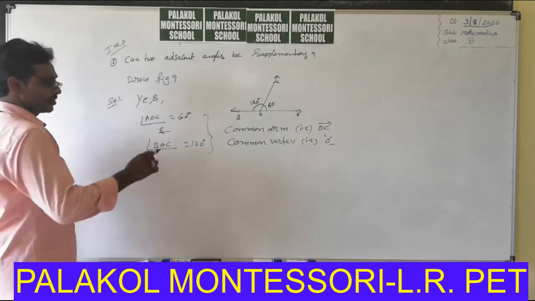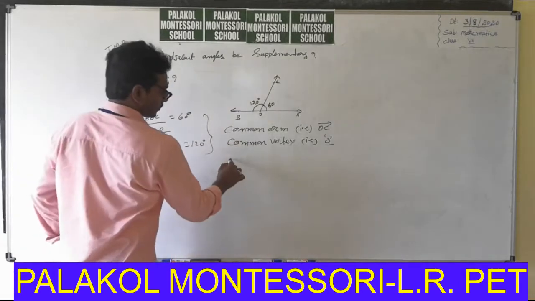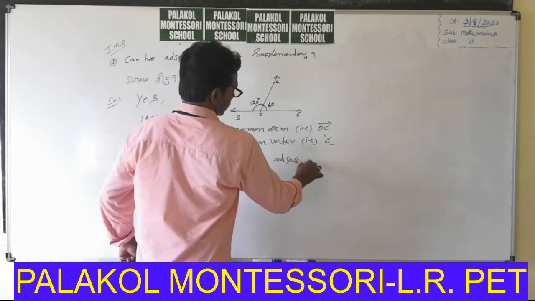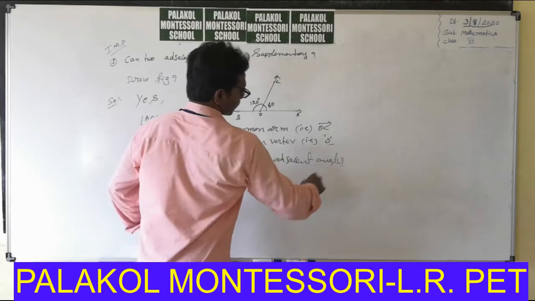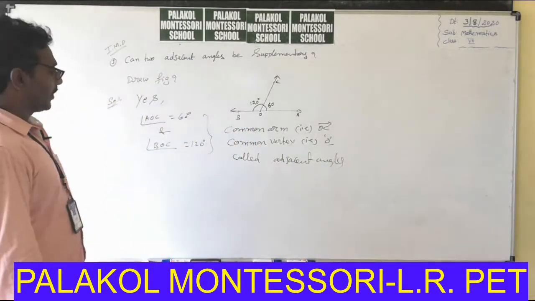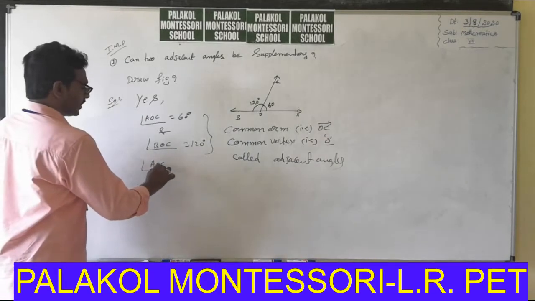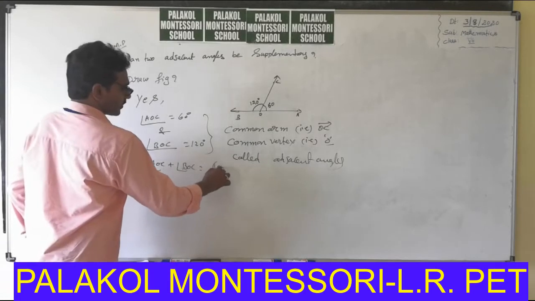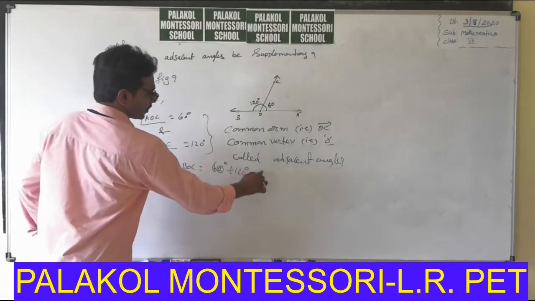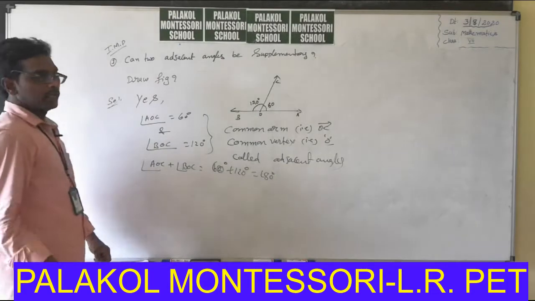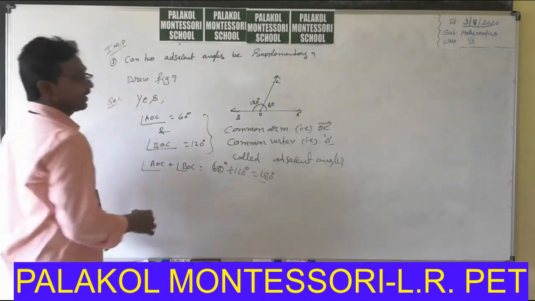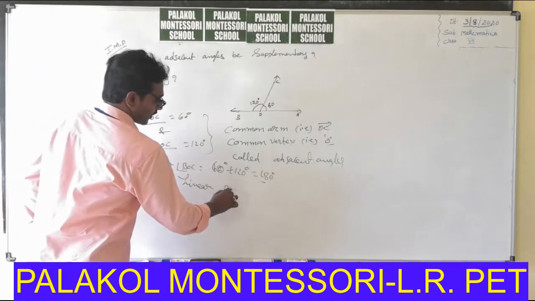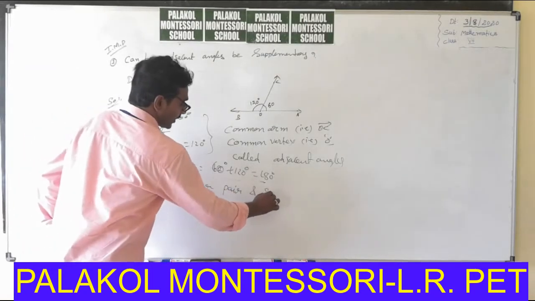Okay guys, so these two are called adjacent angles. But angle AOC plus angle BOC is equal to 60 degrees plus 120 degrees, which is equal to 180 degrees. That type of angles are called a linear pair and supplementary.